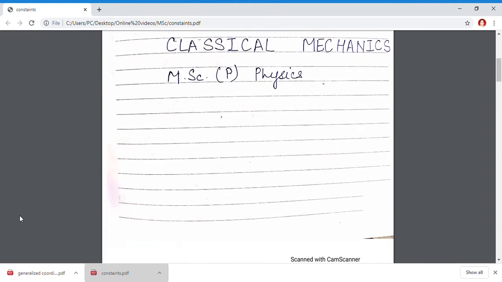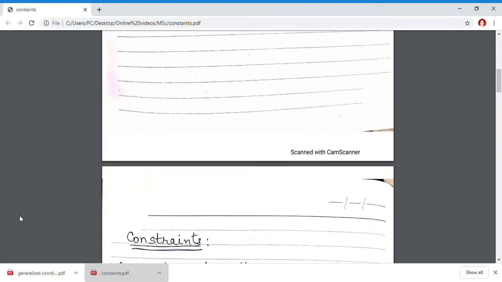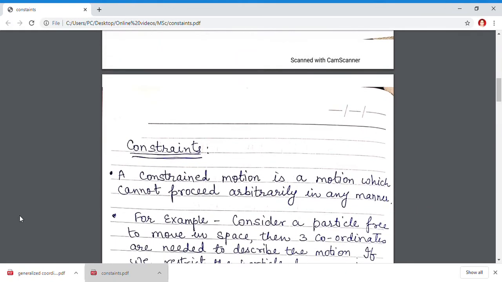I am going to start the first unit. In the first unit, we will derive Lagrangian equations, D'Alembert principle, but for that we must know what are constraints. Constraints means in Hindi badha. Restriction. That means a constraint motion is a motion which cannot proceed itself in any manner. That means there is a motion of an object which is restricted.